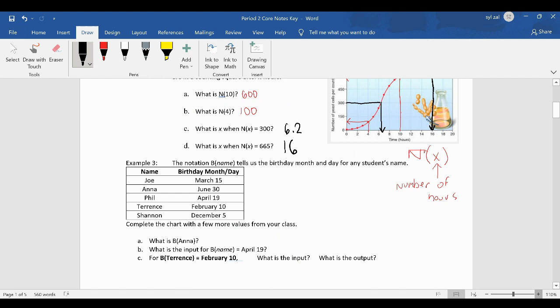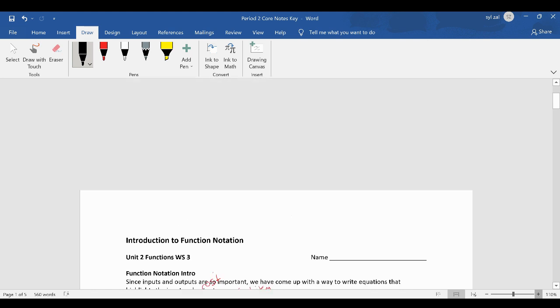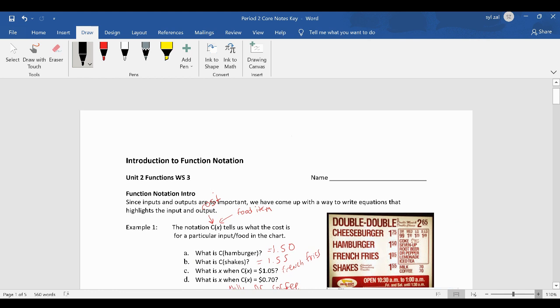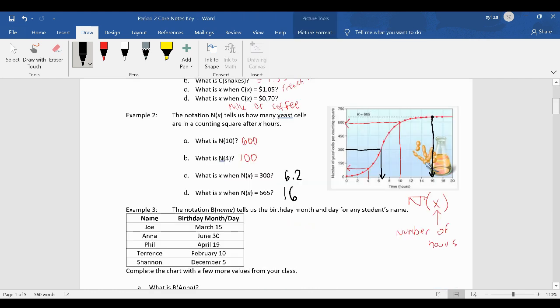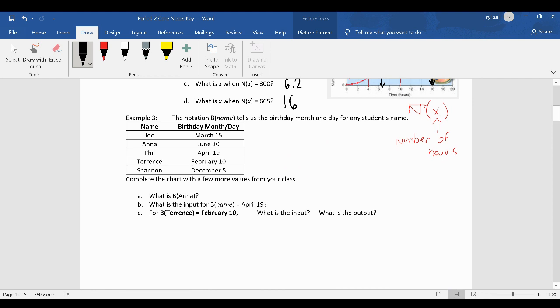All right, the next problem says the notation n of b tells us the birthday month and date for any student's name. It's asking us to complete the chart. So we have a name and a birthday month. What comes first, the name or the birthday? The birthday we would get from knowing the student's name. So we're going to say our input value or x value is the name, while our output or y value is the student's birthday. Here we're asked for the birthday of Anna, and the birthday of Anna is June 30th.